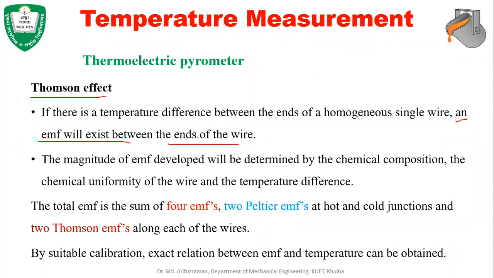Together, how many EMFs will be generated? The total will be 4 EMFs. Two different wires will create two different Peltier EMFs. And due to the temperature difference along a single wire, there will be an EMF. Since there are two different wires, there will be another two EMFs. The combination of two Peltier EMFs and two Thomson EMFs is called the thermoelectric effect.